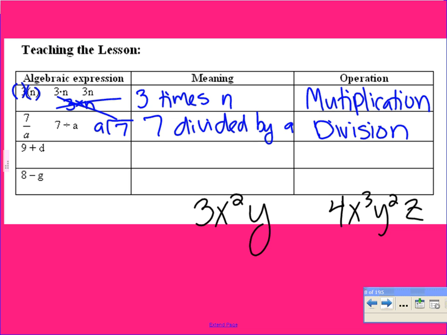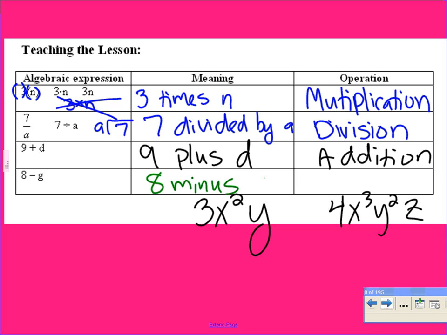Okay, the next one. Charles, what does this mean? Good. 9 plus d. Matt, what is the operation? Good. Last one, Emma, M. Good. 8 minus g. Jeremy, what's the operation? Good.